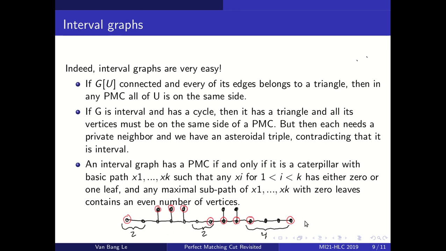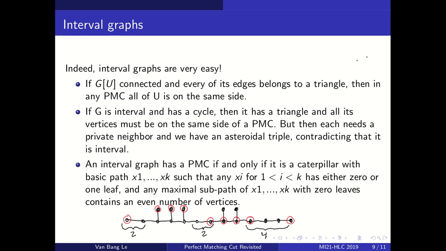Okay, so here's a positive instance where here you have a subpath of 2 vertices without any leaves. Here you have a subpath of 2 vertices without any leaves, and here a subpath of 4 vertices without any leaves. And indeed, the red vertices would induce a perfect matching cut. This statement is easy to convert into a polynomial time algorithm to decide it, much easier than the n to the 10 algorithm that follows from the bounded mim-width.